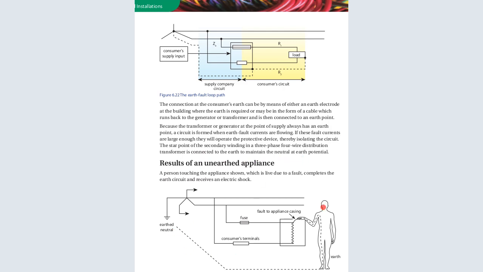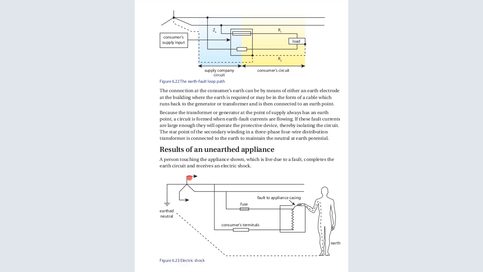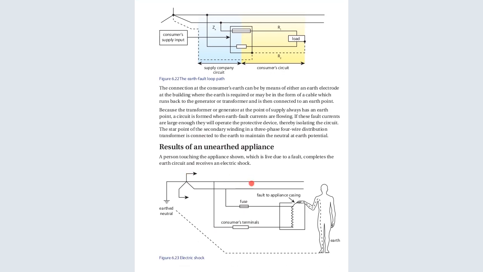the neutral point. So the result of an earthed appliance, look at what happens. If a person touches the appliance shown, which is alive due to a fault, completes the circuit, the earth circuit, and receives the electric shock. This is what happens if a house or an installation is not earthed.